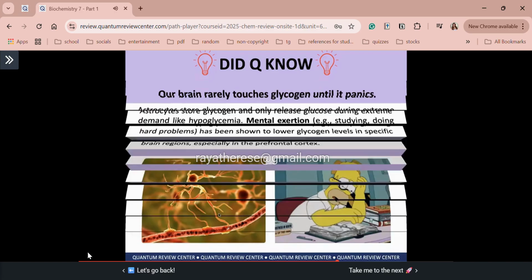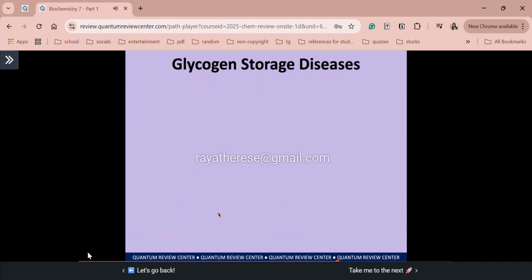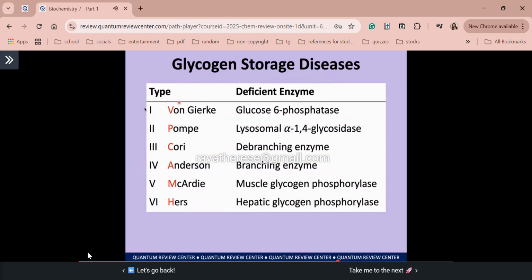And class, this one also appears in the board exam. There are certain glycogen storage diseases. We have six, categorized as type 1 to type 6. First, type 1, Von Gierke disease, which is a deficiency in the G6P enzyme, your glucose 6-phosphatase enzyme. Type 2, we have Pompe disease, or lysosomal alpha-1,4-glucosidase deficiency. So class, remember, these enzymes are all in our glycogen metabolism discussion.